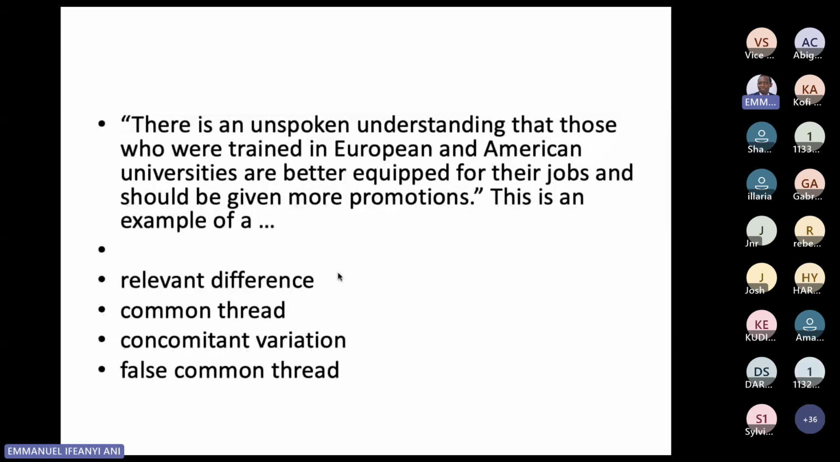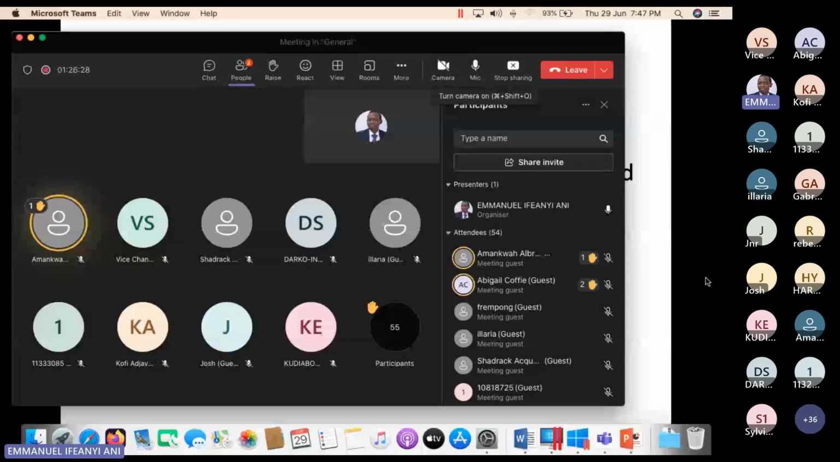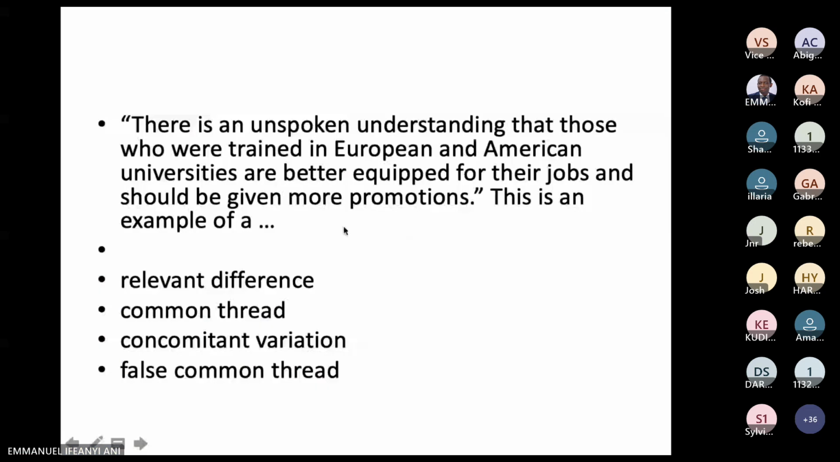Okay, so the issue is what, let me see. So how many hands are raised here? Shadrach and okay. So normally when we are talking about relevant difference, we're looking for something that stands out from others. But when we are talking about common thread, we're talking about something that is common to a number of phenomena, you know, a quality or property or something else that is common to a number of phenomena.